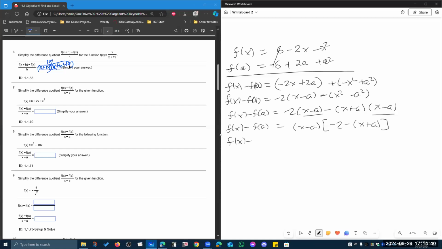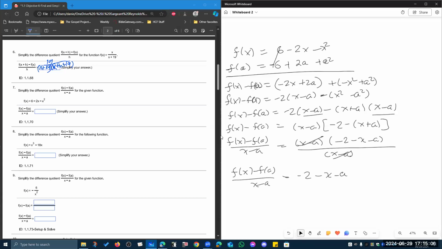F of x minus f of a over x minus a. The x minus a times negative 2 minus x minus a, over x minus a. Those will cancel. F of x minus f of a over x minus a is negative 2 minus x minus a. Give you just a second to look at that, and then we'll move on to the next one.